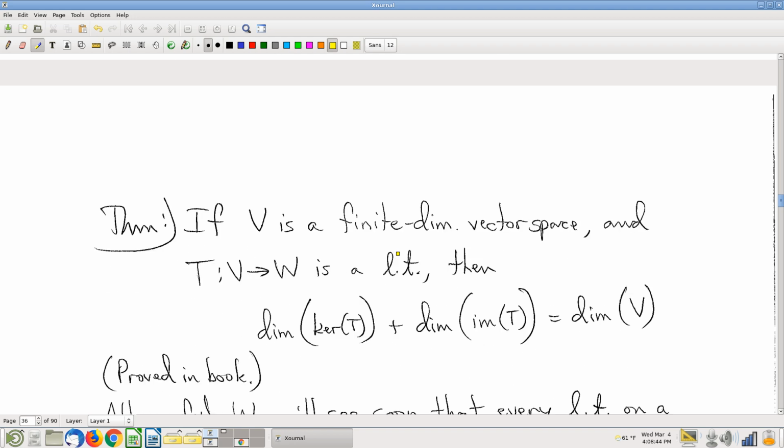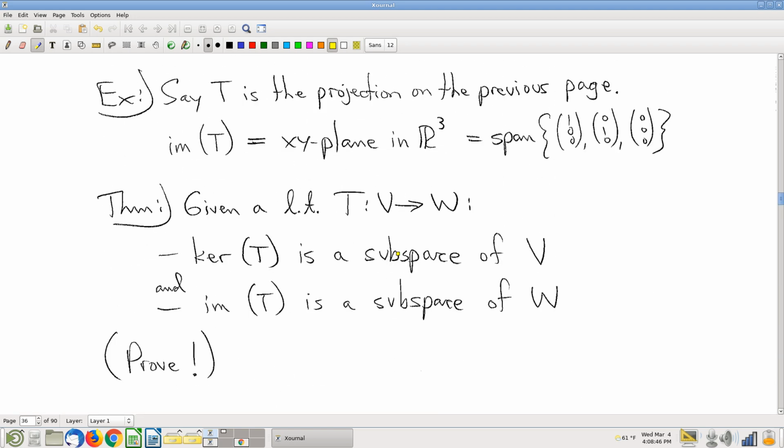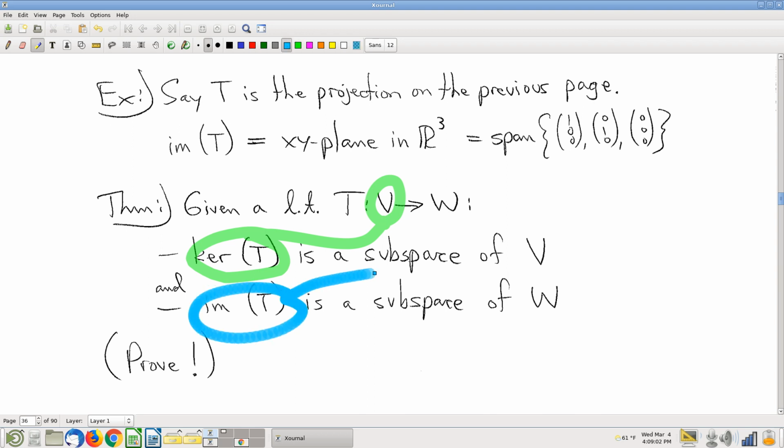Okay, exercise for y'all to work out. Prove that the kernel is a subspace. Prove that the image is a subspace. Let me refine these for you. The kernel, keep in mind, lives in the domain. The image, keep in mind, lives in the target. Right? So when I say the kernel is a subspace, I mean it's a subspace of the domain. When I say the image is a subspace, it's a subspace of the target.